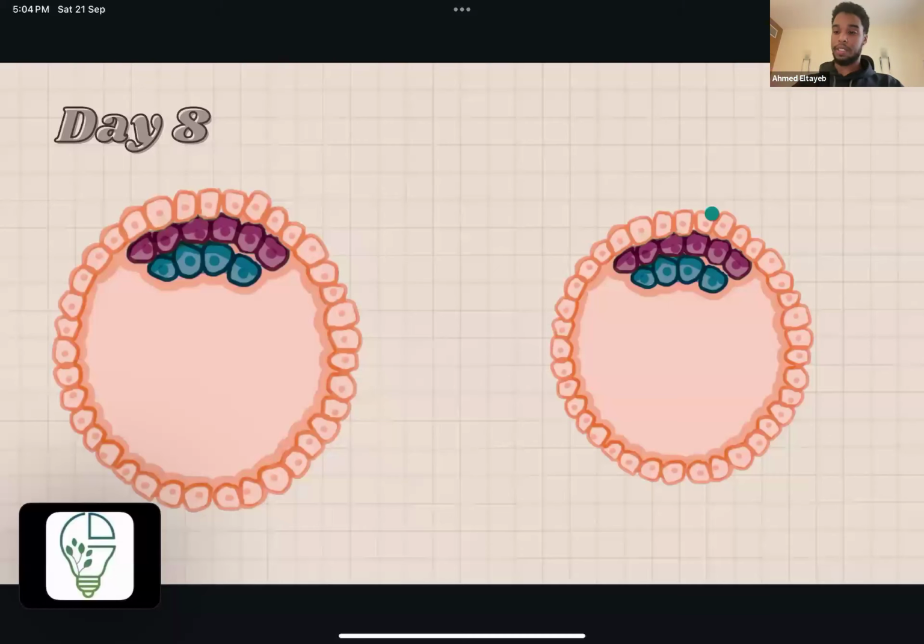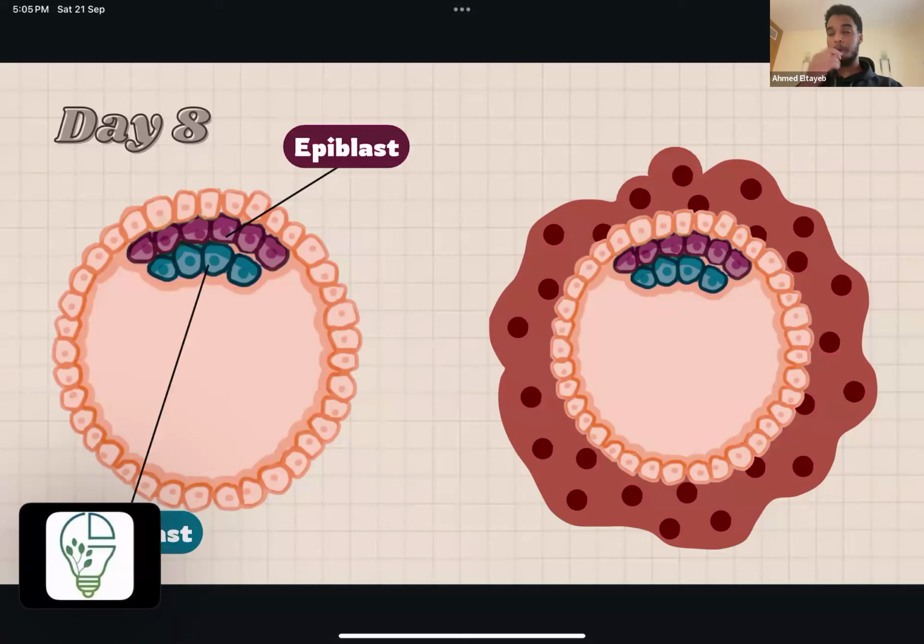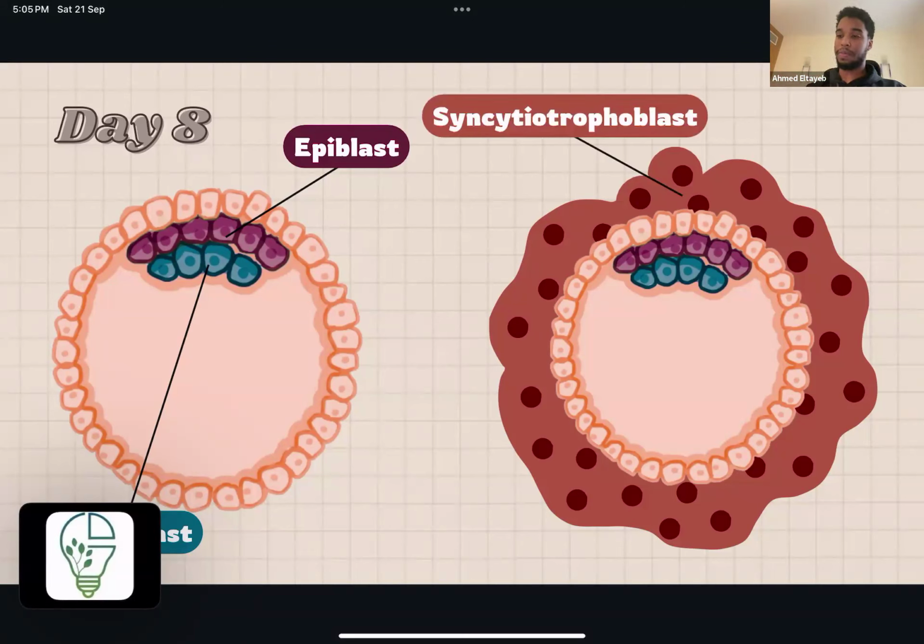What about the trophoblast? The trophoblast differentiates into 2 different layers. So we have this big, fat, multinucleated cell. We call it the syncytial trophoblast. The syncytial trophoblast, syncytium means network, okay? So the syncytial trophoblast is a network of cells. You can see there's no cell outlines, there's no clear cell membranes, and it's just one big fat multinucleated cell. So this is the syncytial trophoblast.